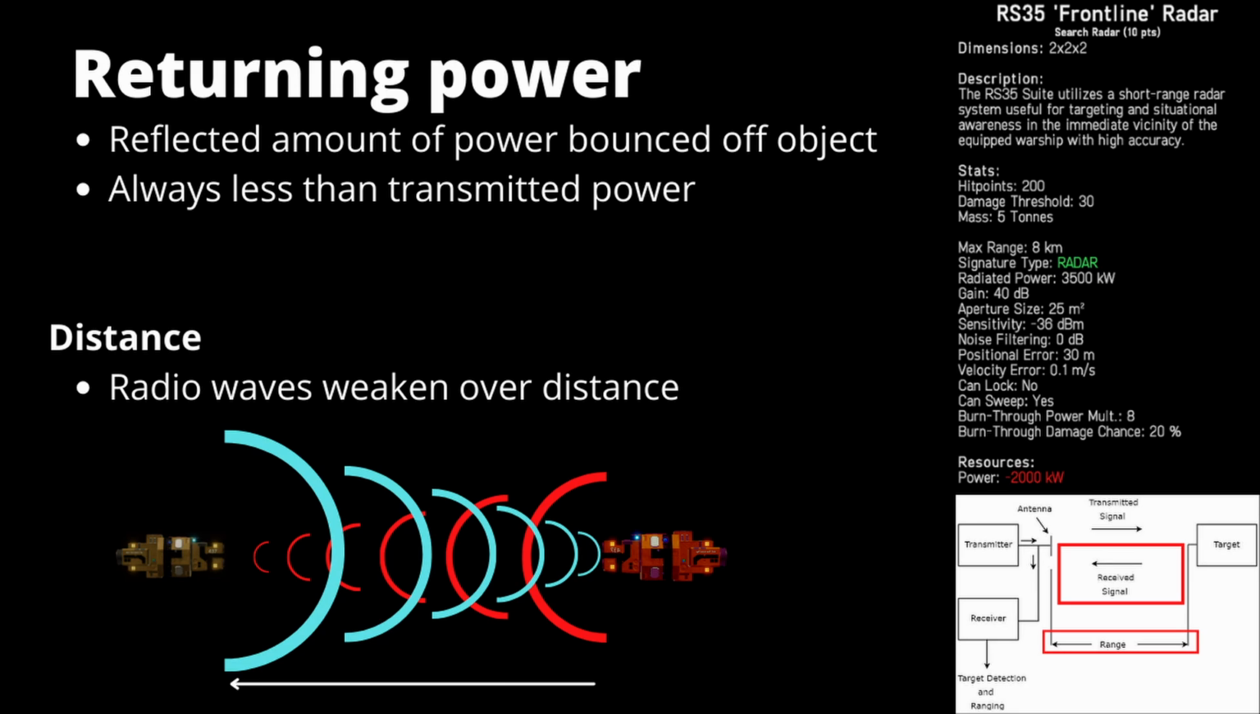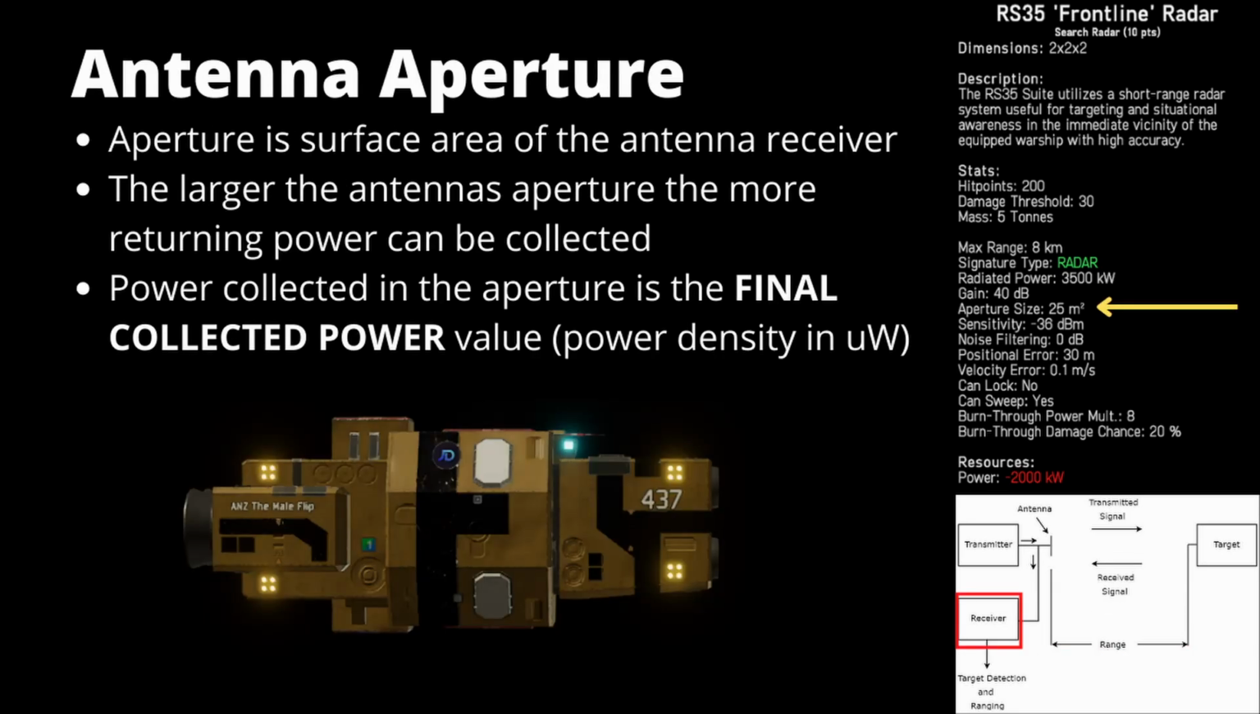And again, this will degrade over distance exponentially and will always be less than the transmitted power, as it cannot increase after it hits its target. So when the returning power reaches the transmitting ship, the antenna aperture of that ship is going to be able to collect all that power on the surface of that antenna. Antenna aperture is the surface area of the antenna receiver, and a larger aperture size means it can collect more power at that point in time.